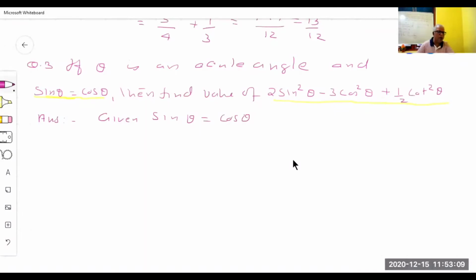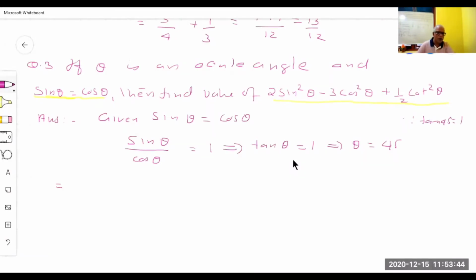You can find out tan theta. See, it is 45 degrees. Divide both sides by cos theta: sin theta by cos theta, and cos theta by cos theta is 1, which implies that tan theta is equal to 1. That is, theta is equal to 45, because we know tan 45 is equal to 1. So you put the values here.